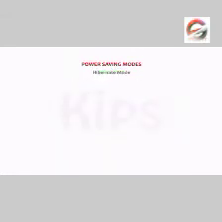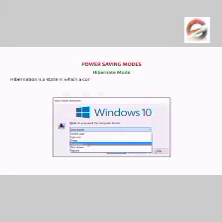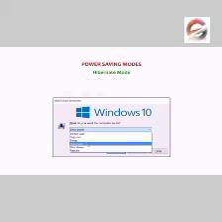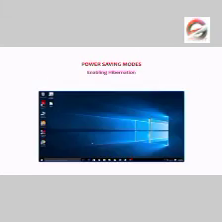Okay, now we will talk about Hibernate mode. Hibernation is a state in which a computer shuts down to save power but first saves all the open documents and running applications in the memory on the hard disk. When you restart the computer, your desktop is restored exactly as you left it. Okay, let us learn how to enable hibernation.